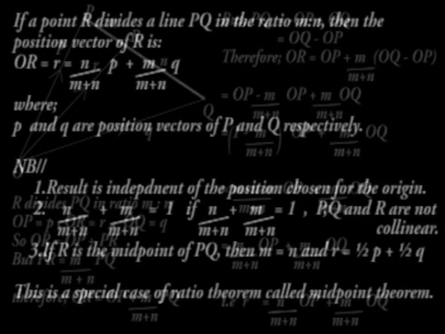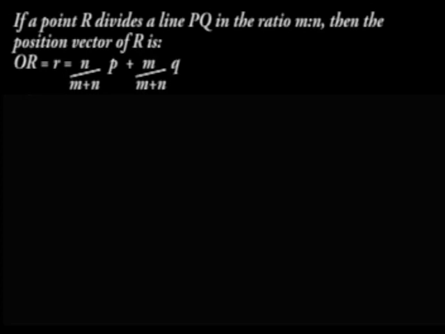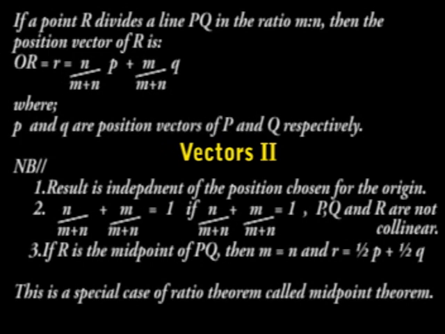Generally, the ratio theorem states that if a point R divides a line PQ in the ratio m to n, then the position vector of R, OR, is equal to R, which is equal to n/(m+n) P plus m/(m+n) Q, where P and Q are position vectors of points P and Q respectively. Please note the following about the position vectors.